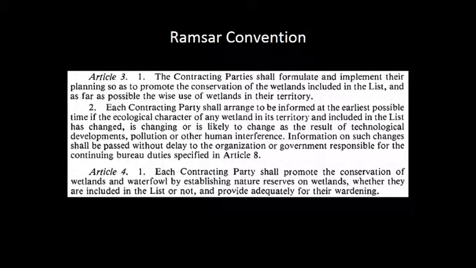Okay, Article 3. The contracting parties shall formulate and implement their planning so as to promote the conservation of wetlands included in the list and, as far as possible, the wise use of wetlands in their territory. And that concept of wise use is the core of Ramsar management. So when you go and look at the manual and handbooks, you see wise use, and they just basically detail what that is.